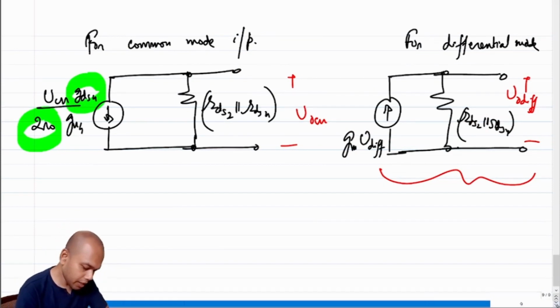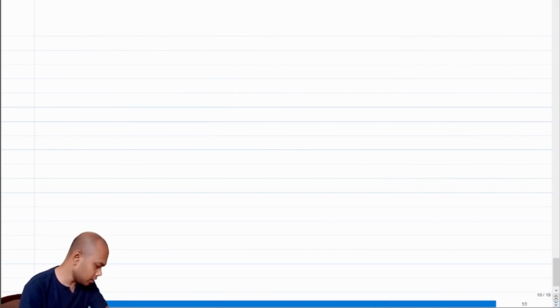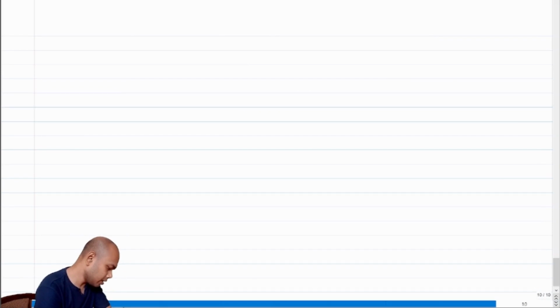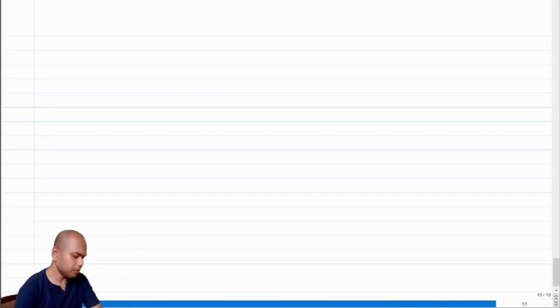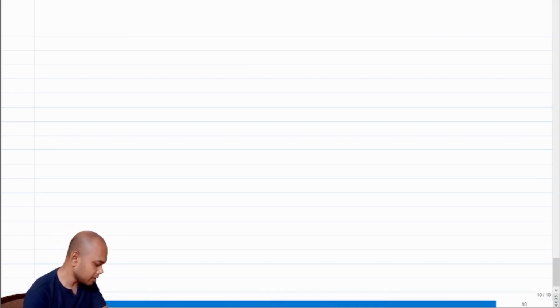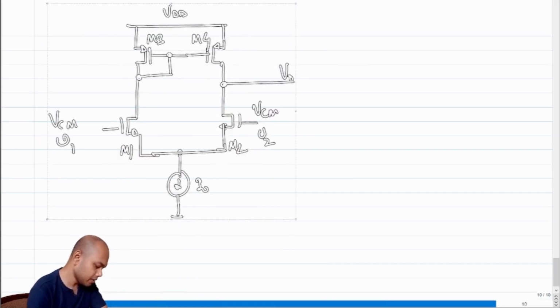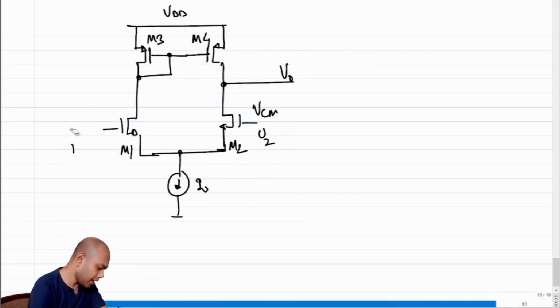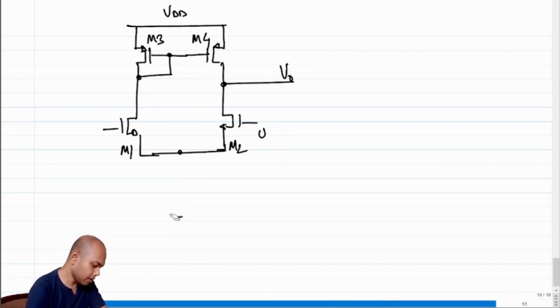Okay. So before we stop on this differential pair, let me talk about one more specification that is also quite vital while trying to design a differential pair, and that is the range of acceptable inputs that our transistor can take.